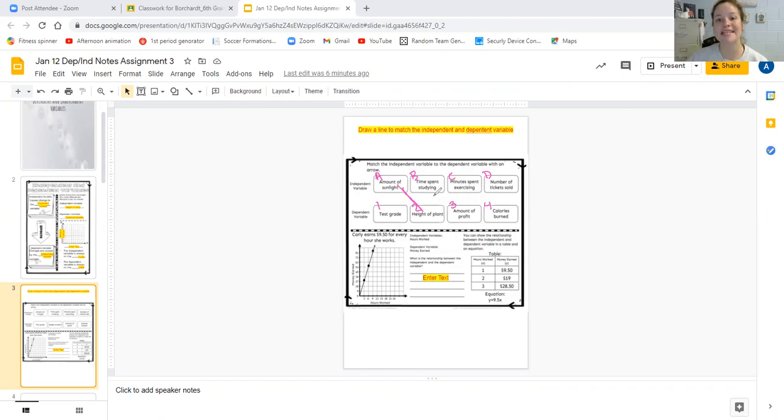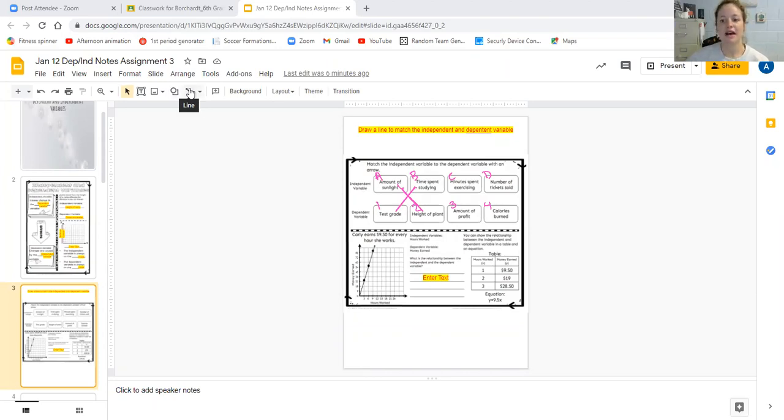Now, time spent studying. What would be dependent on the time spent studying? Jace, tell me. The test grade. Very good. Yes. Your test grade. And guys, y'all are drawing lines on yours because remember, this is going to end up being your own assignment. Up here where it says line, that's how you draw a line.